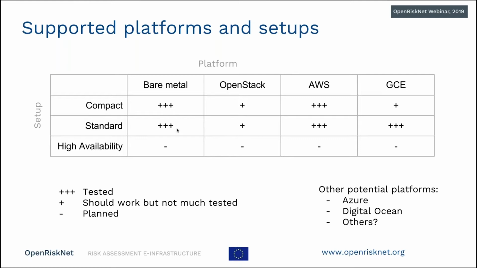The keys are, we've got 3 pluses. It means we've already done a reasonable amount of testing. When we've got 1 plus, it sort of should work, but we haven't tested it that much yet. And for the high availability, you see, we haven't actually got onto that yet. It's one of the remaining tasks that we expect to do before the end of the project. In terms of cloud providers, we may support other cloud providers if there is a big demand for that. But we think with OpenStack, AWS, and Google Compute Engine, we've probably got a large amount of it covered.